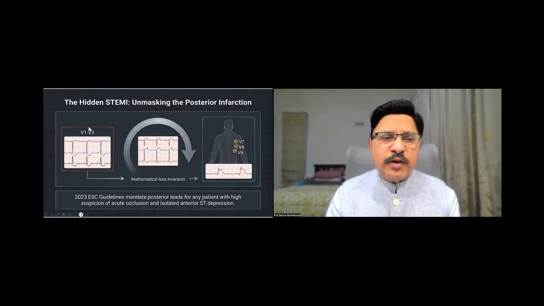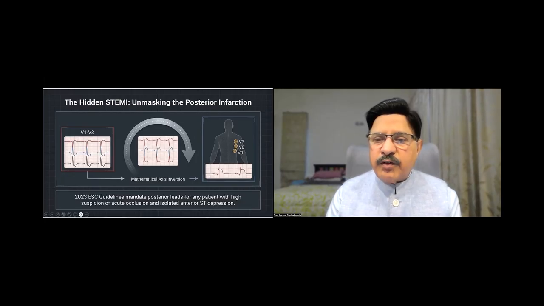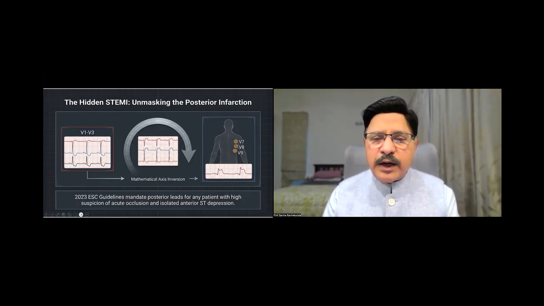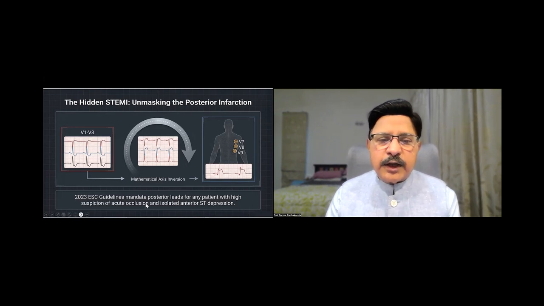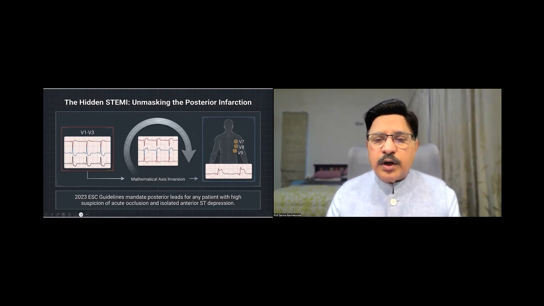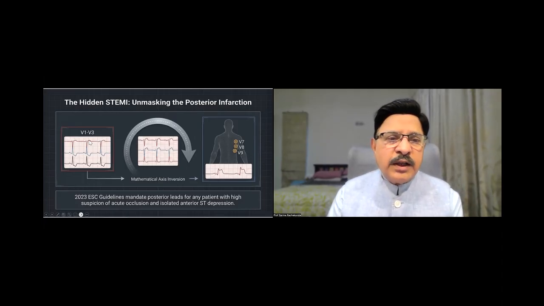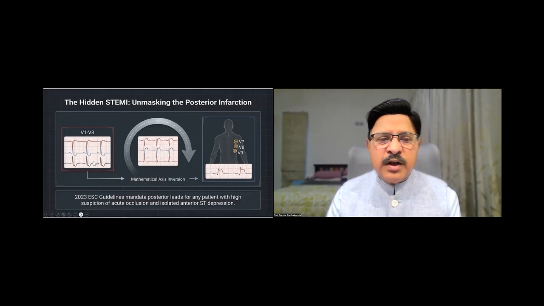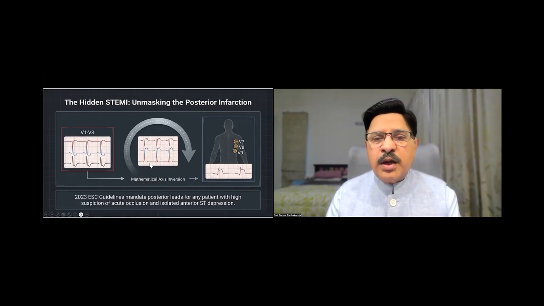Okay. Now, V1, V2, V3: there could be a hidden STEMI unmasking a posterior infarction. There could be a posterior wall infarction. In that, what will happen? Mirror axis inversion. The axis is completely inverted here. We require V7, V8, V9 leads, which will show the ST elevation. The 2023 guideline mandates posterior leads for any patient with high suspicion of acute occlusion and isolated anterior ST depression. See, the anterior leads are showing ST depression. What do I do? This ST depression is actually a mirror change due to the posterior infarction.